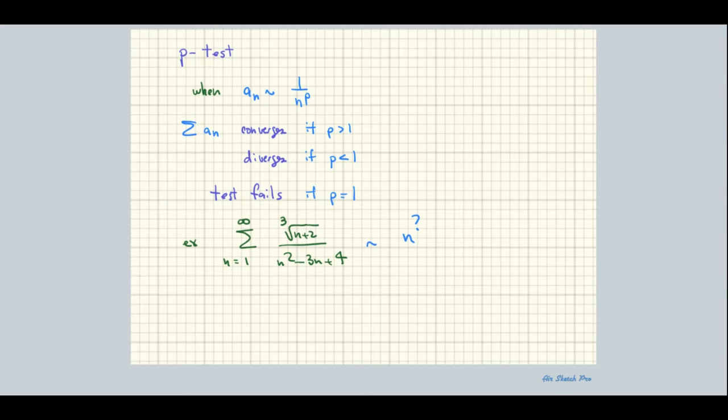That's right. It looks like the cube root of n. The plus 2 doesn't do anything. As n goes to infinity, it might as well just be n. And you can reach on into the cube and get rid of those. So it looks like n to the 1/3, right? And the bottom looks like what? Looks like n squared, yeah?